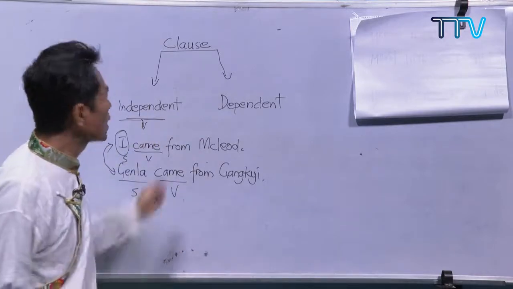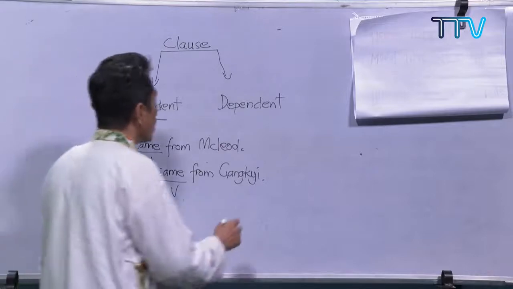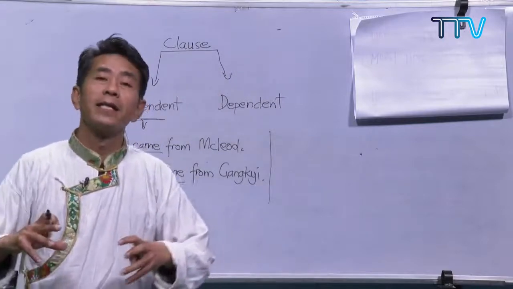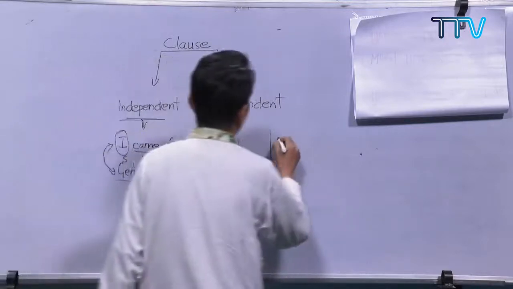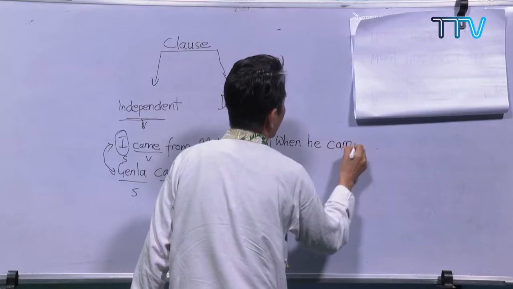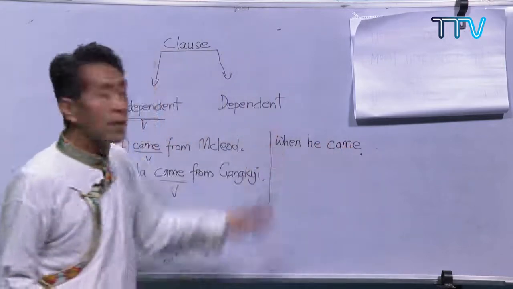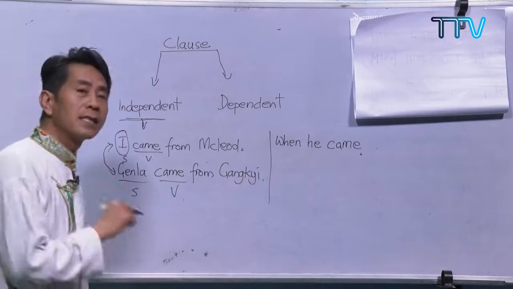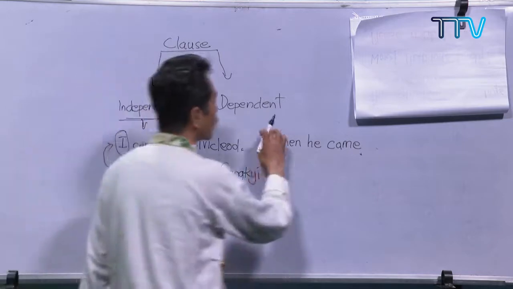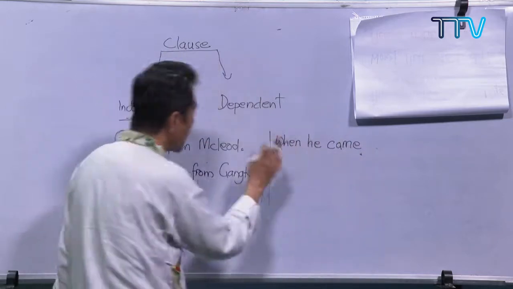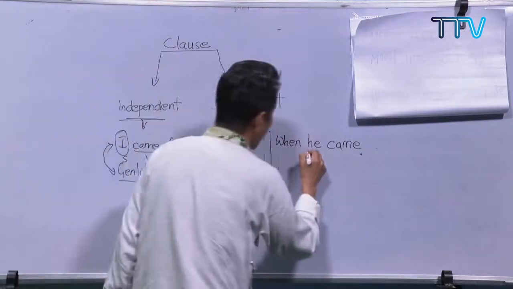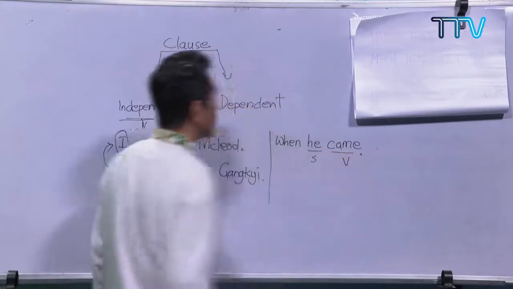So let us talk about dependent. Now, what is a dependent clause? Remember, it is also a clause. A clause is where there is a subject and a verb. "When he came." Now, this is a clause. Why? Because it sticks to the meaning of what a clause is: a group of words that also has a subject and a verb. What is the subject? He is the subject. Came is the verb.